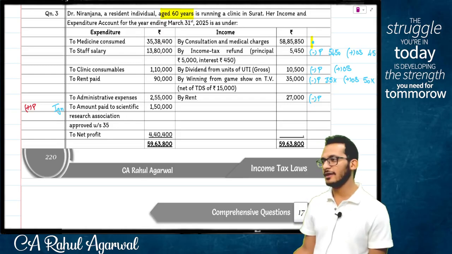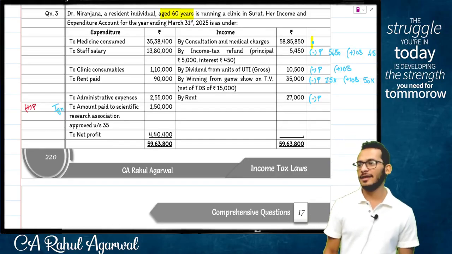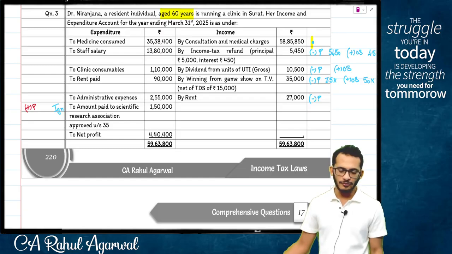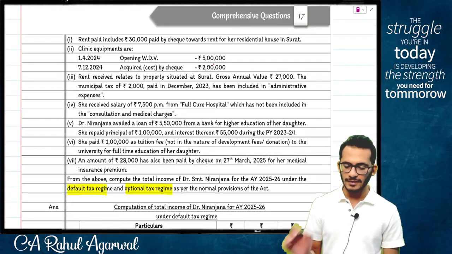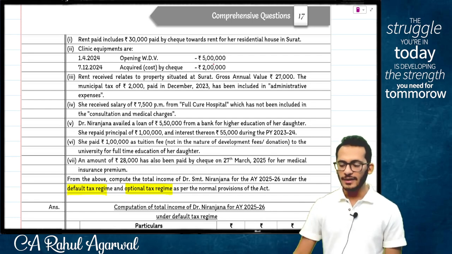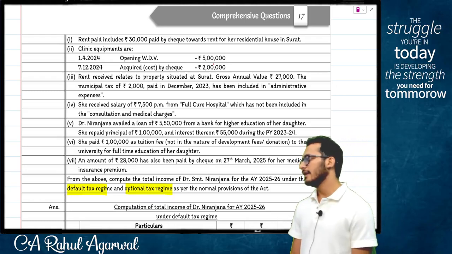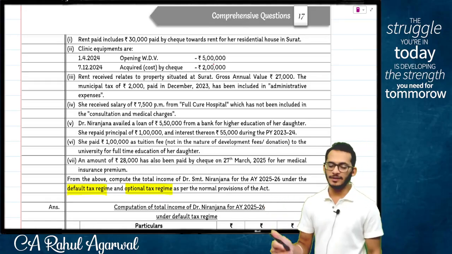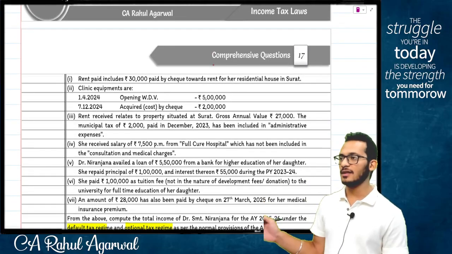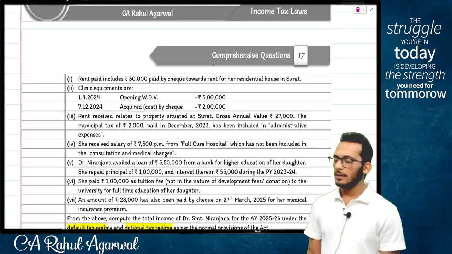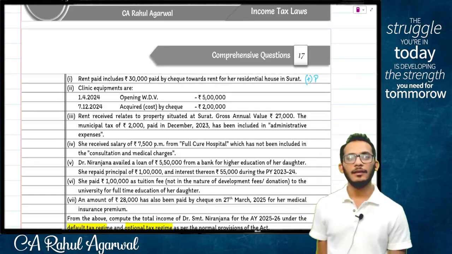Yes, yes. This is one of the most favorite questions of ICI, a favorite adjustment of ICI from ATR to DTR, because here is where you will allow it in ATR but disallow it in DTR. Therefore, please pay attention. Net profit is your starting point. Here is where we start for PGBP. Then it says rent paid includes 30,000 paid by check towards rent for her residential house in Surat. Which means the rent paid now comes and clarifies that the amount which I paid is 90,000, in which 30,000 was towards rent for a residential house in Surat, which means this is a personal expense. Therefore, you will disallow under PGBP.